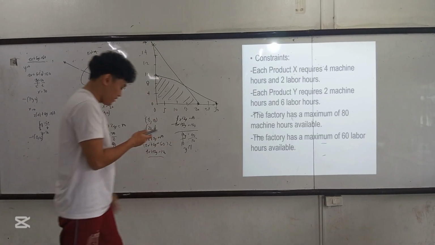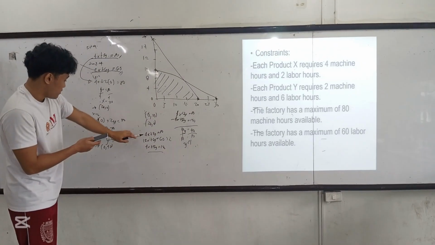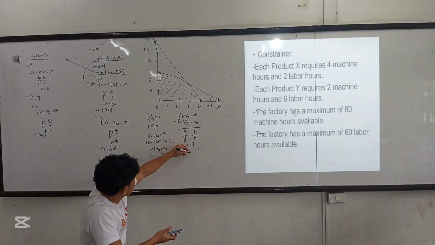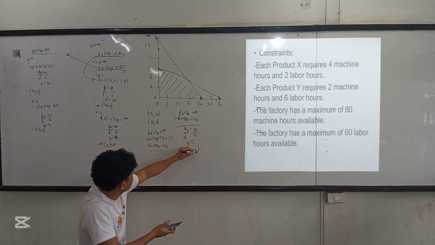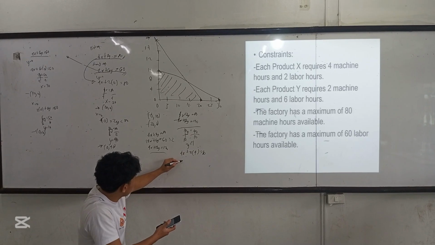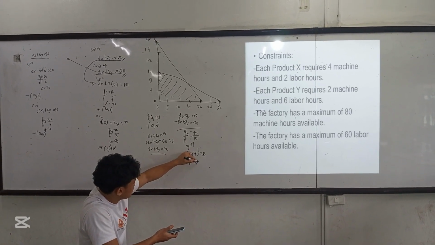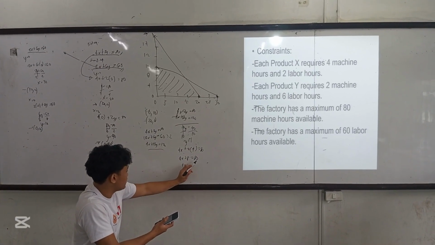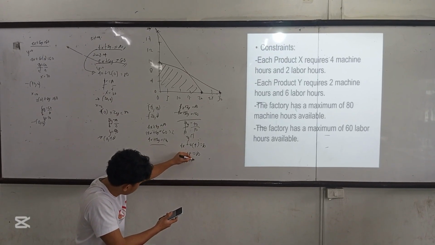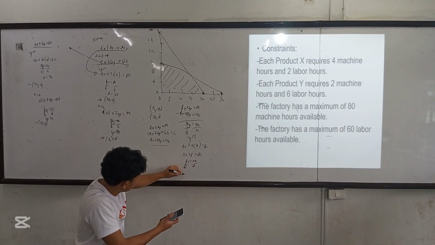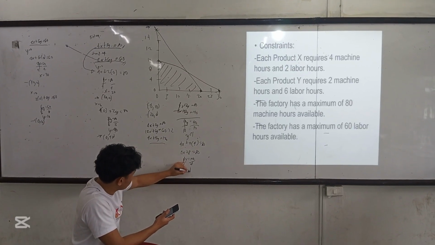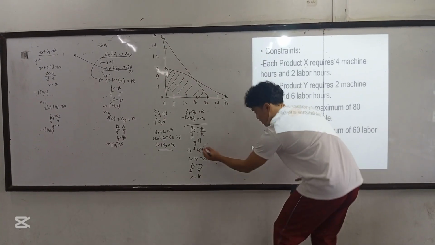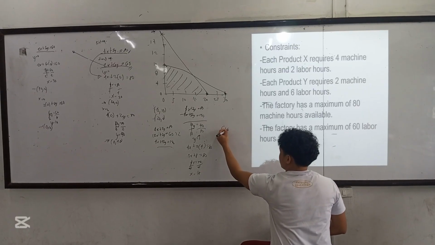Then substitute y equals 4 into the first equation. So 4x plus 2 times 4 equals 80, 4x plus 8 equals 80. Transposing, 4x equals 80 minus 8, which is 72. Divided by 4, our x is equal to 18. So our decision point is x equals 18 and y equals 4.